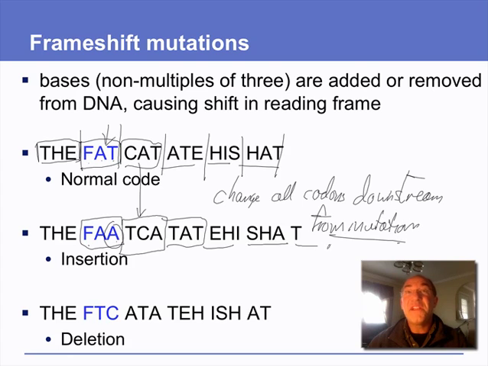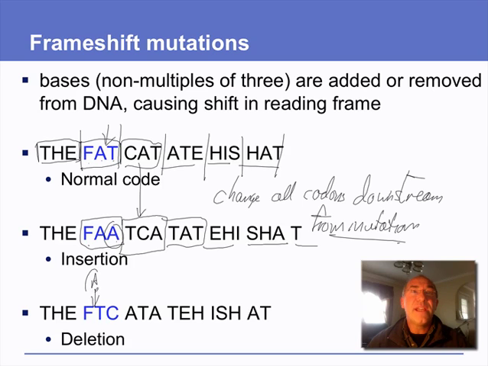It's a very, very effective way of destroying a protein. You add or remove 1 or 2 or 4 or 5 or 7 or 8 or any non-multiple of 3 bases, and it will change the whole sequence of that message. Here is the same thing but in reverse.